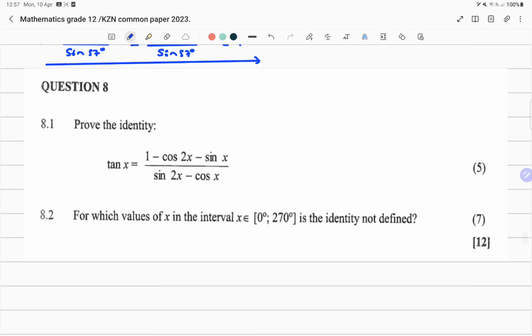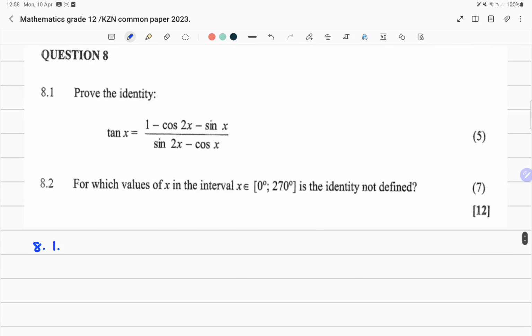Question 8. Prove that tan of x is equal to (1 minus cos 2x minus sine x), all divided by (sine 2x minus cos x). So let's sort out 8.1. We're starting with the right hand side because it's more complicated. So we've got 1 minus cos 2x minus sine x, all of that divided by sine 2x minus cos x.